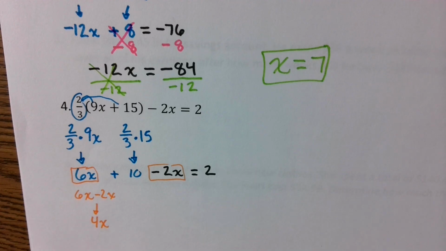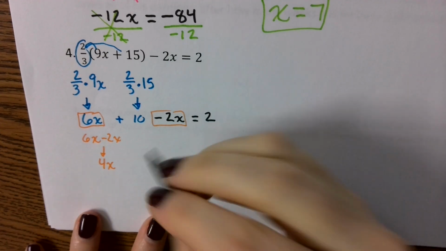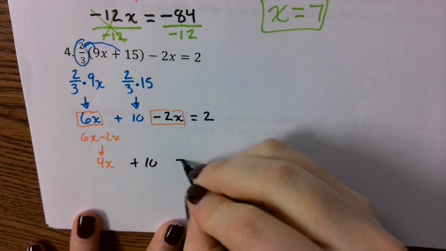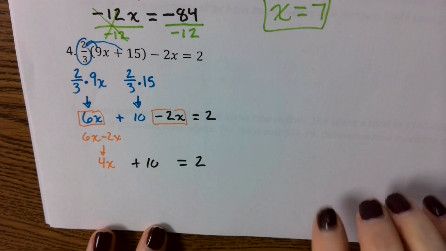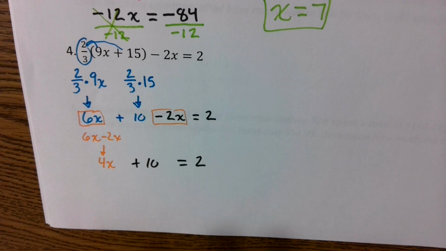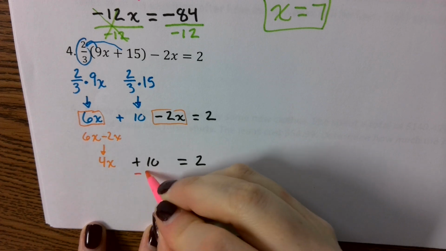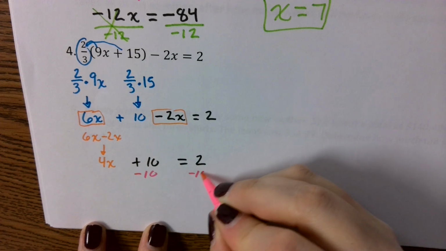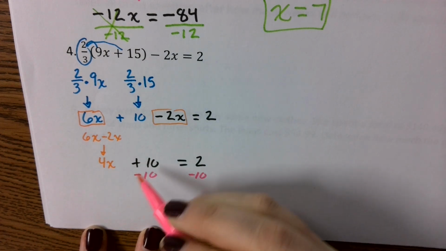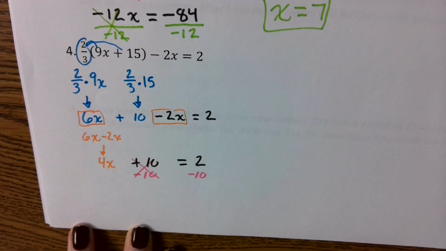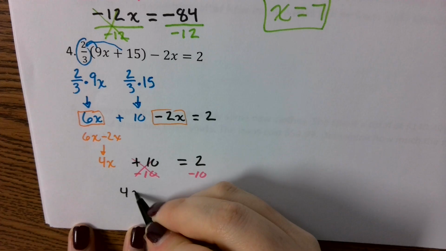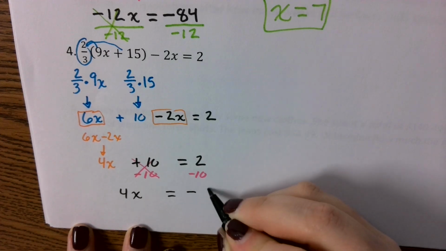What do I still need to bring down? Positive 10 and equals 2. So we have 4x plus 10 is equal to 2. What are we going to do first? Rajay? Okay, yeah, subtract the 10 from the 2, right? Subtract it from the 10 and subtract it from the 2. Those can get boxed and crossed. We're now going to be left with 4x is equal to negative 8.